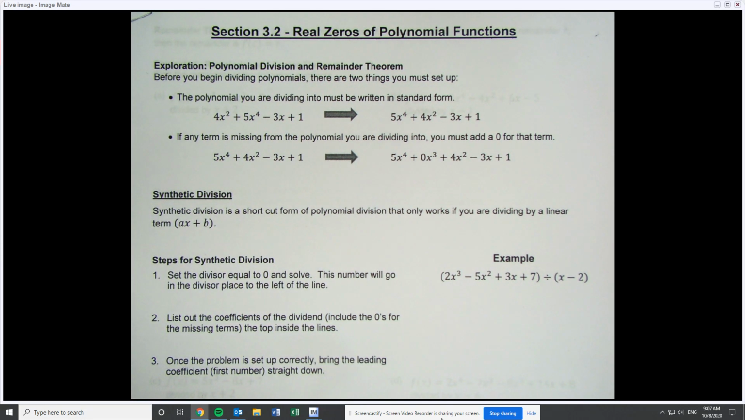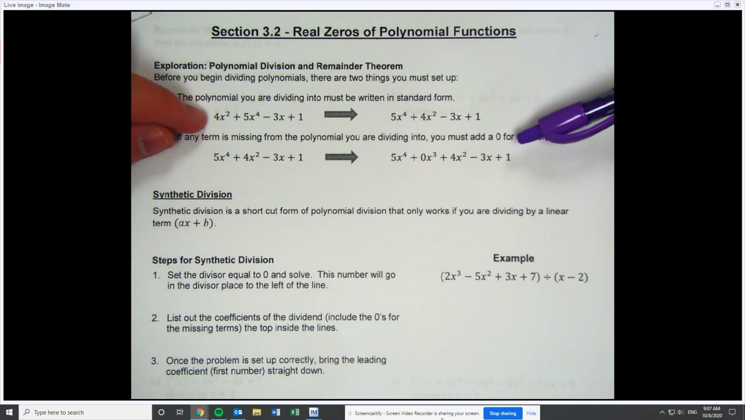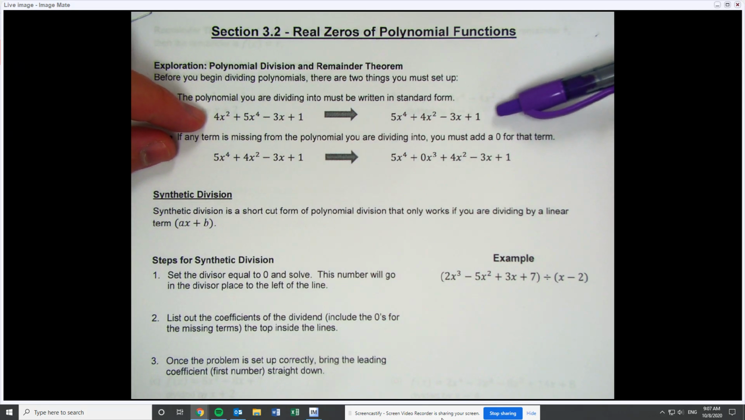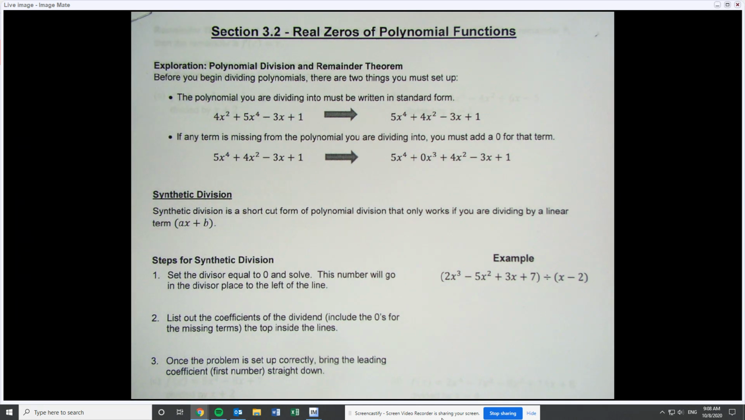All right, so before you go in and start trying to divide, there's two things you always need to check in regards to what you're dividing into. You first have to make sure that it's written in standard form. So if you remember, standard form is descending order for the exponents, biggest to smallest. So in the example up here, this one is not written in standard form because that 5x to the fourth should be first. So this is now in standard form. That one's pretty easy to spot.